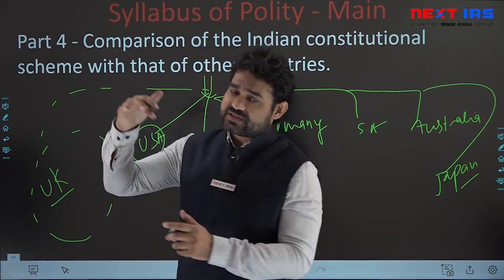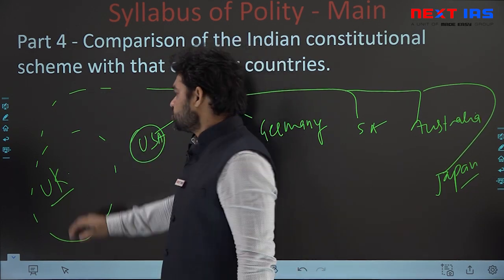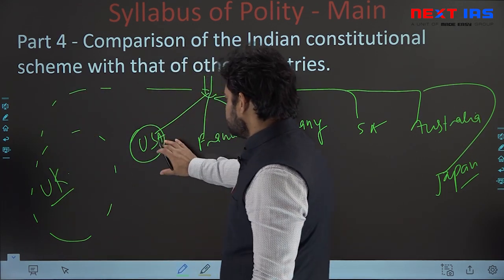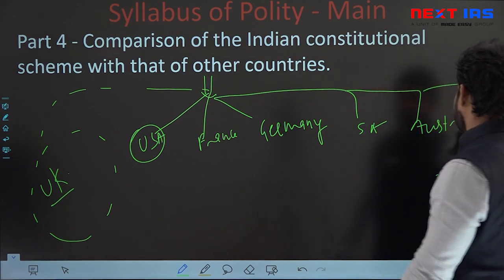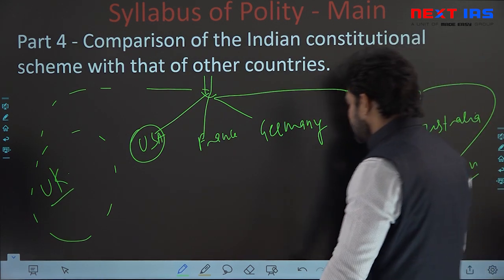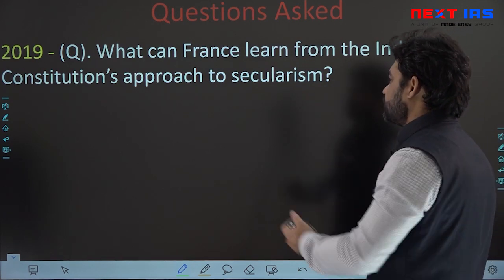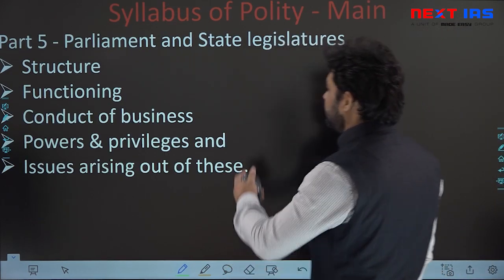See the question and see what exactly has been asked over there. So we had to study the entire scheme in the United Kingdom, the Constitution of the USA, France, Germany, South Africa, Australia, Japan, the important provisions over there. We had to compare those. What can France learn from the Indian Constitution's approach to secularism? We covered this already in the class.